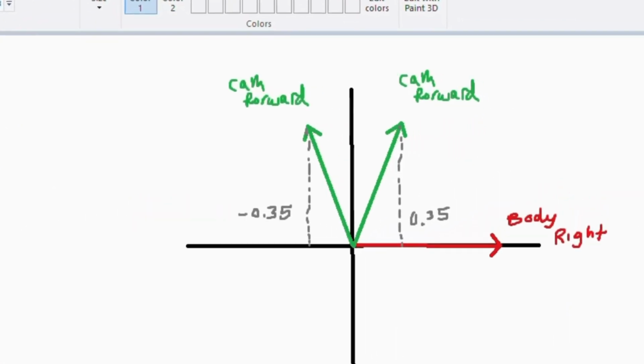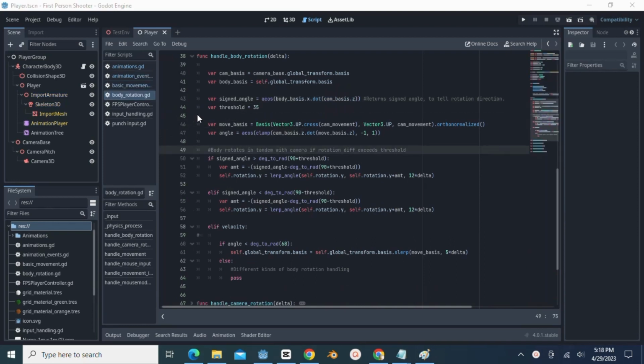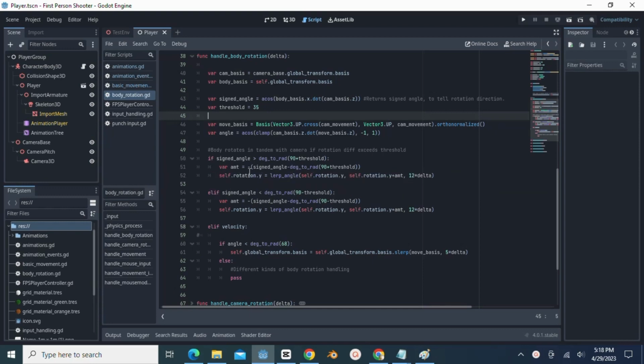So in Godot, we find the angle between the two with var signed_angle equals arc cosine body_basis.x dot cam_basis.z. Next I have the threshold, which is the maximum angle that I want the head to be able to rotate from the body. I know when I set up the animations I set them up at 20 degrees, but I know from right now that the system looked much better when I used a different value for this threshold instead of 20. If you use this method, you can play around with this value.